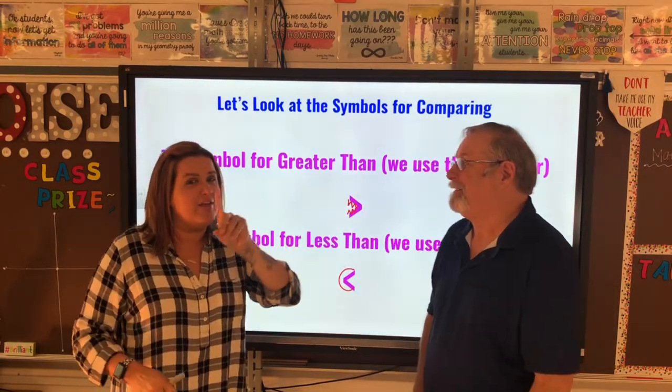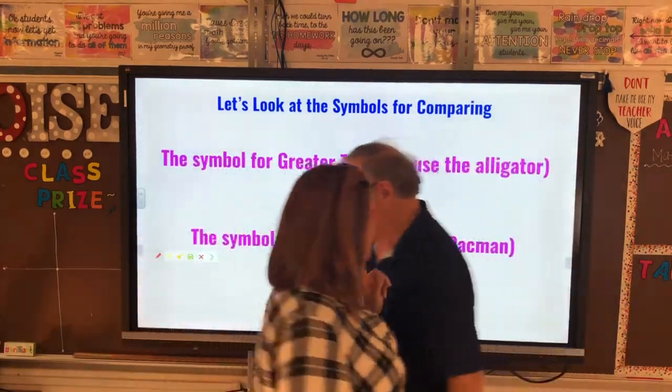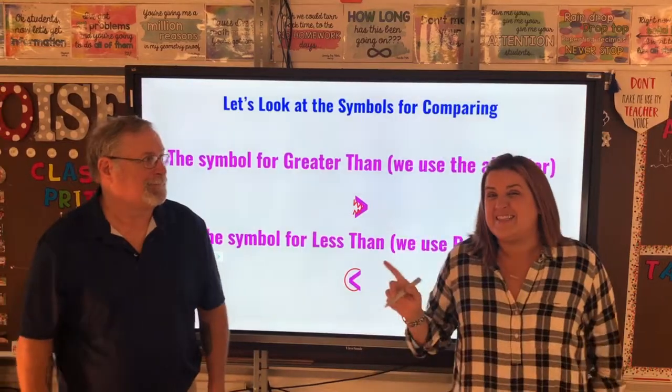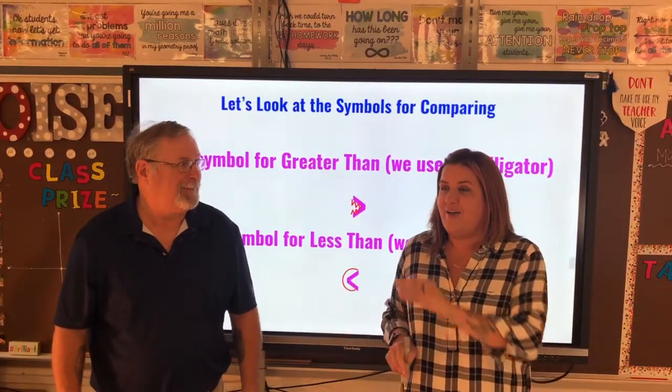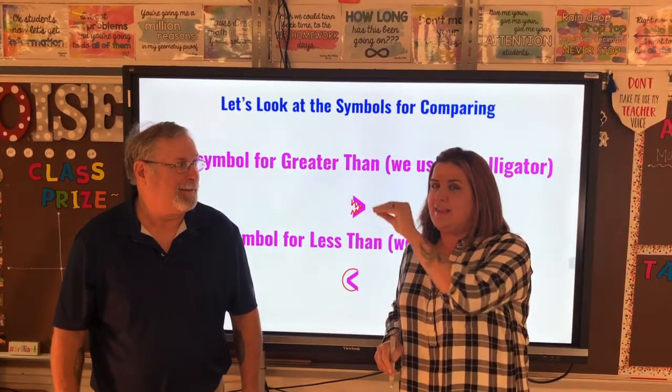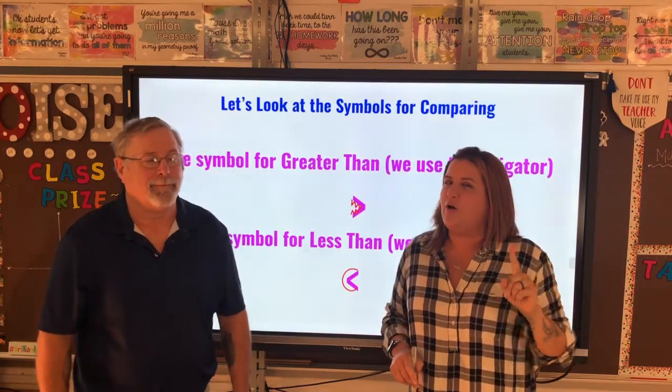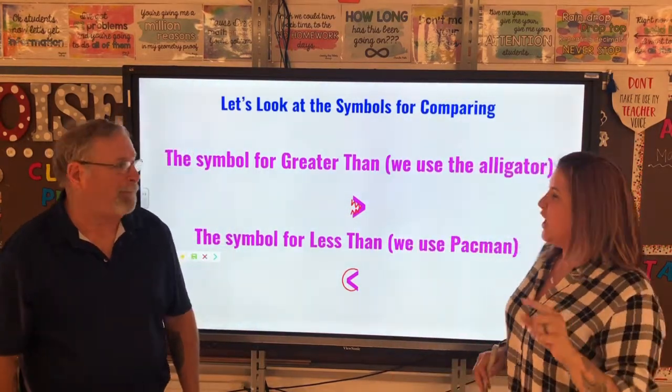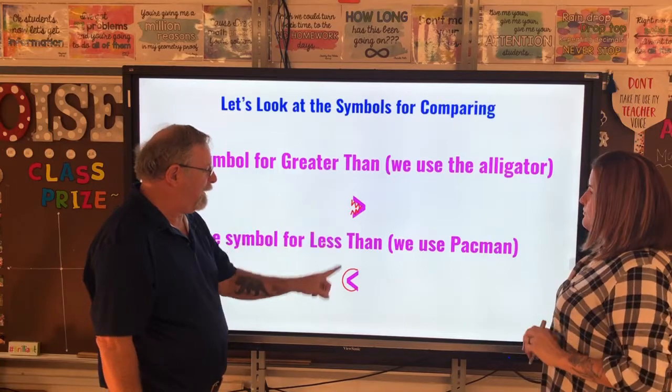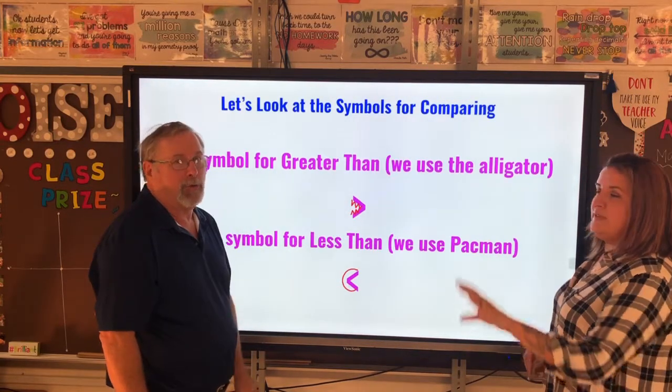Yes. But even if we switched places, he's still older. So now the alligator would face this way, eating the bigger number. So the alligator always eats the bigger number. So the mouth of the alligator will always point towards the bigger number.